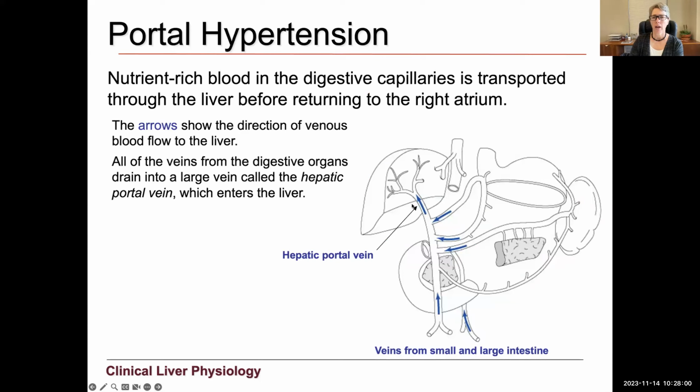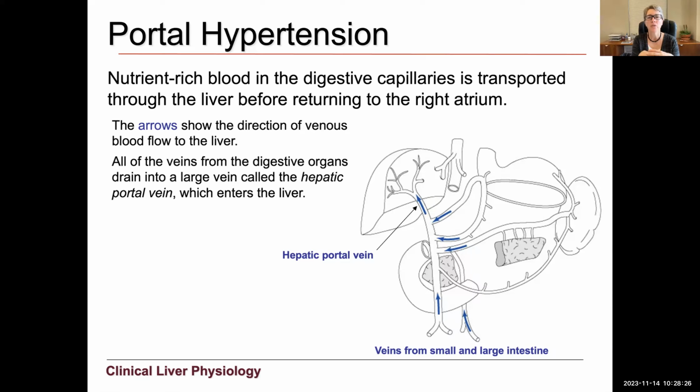So here we are. I've made it all white so that you can actually see the arrows. The arrows are showing the nutrient-rich blood coming from the digestive tract going back towards the liver. And all of the blood ends up being transported in this fairly large vein called the hepatic portal vein. It's about the size of your thumb, and heads into the liver with all of this nutrient-rich blood.